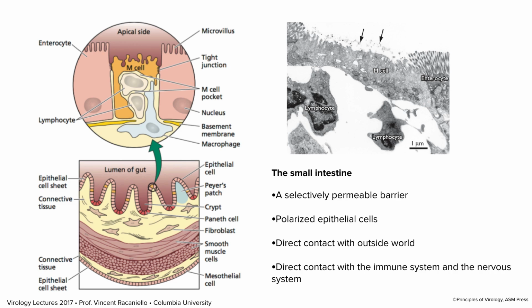These cells are also lined at the bottom by a basement membrane, which protects things from getting through very easily, but cells like macrophages can readily go through those. Here on the right is an electron micrograph of an M cell surrounded by enterocytes. So the gut, of course, is a selectively permeable barrier. It has to let foods, digested foods in and release wastes. And it's obviously, just like the respiratory tract, in direct contact with the outside world.